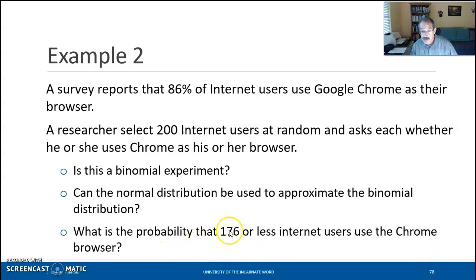You can see that if you look at this number, you would have 176 calculations with the binomial formula. So that's not going to be easy to do. Here is where the normal approximation is very useful.